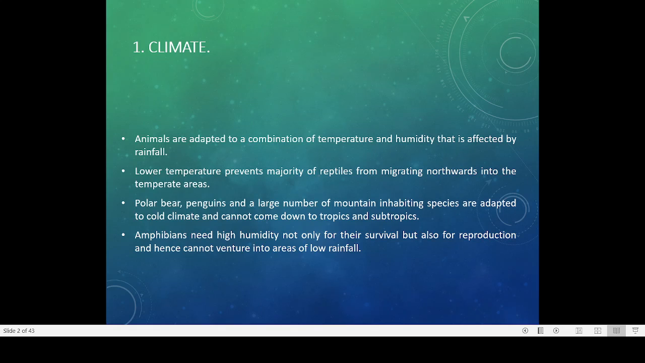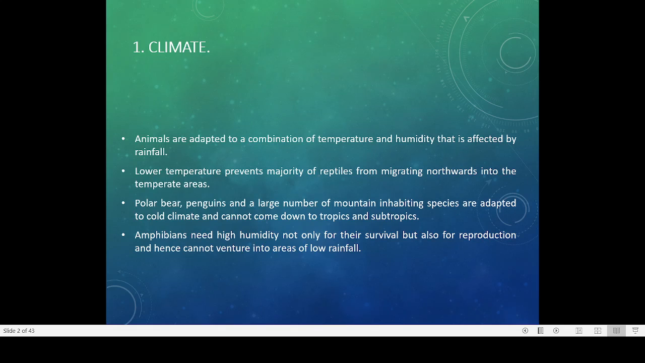The first sentence itself: animals are adapted to a combination of temperature, humidity, and rainfall. So climate means basically temperature and rainfall. These are two important factors which are controlling or affecting the climate of a region. Then amphibians need high humidity not only for their survival but also for reproduction, and cannot venture, means move, into areas of low rainfall.